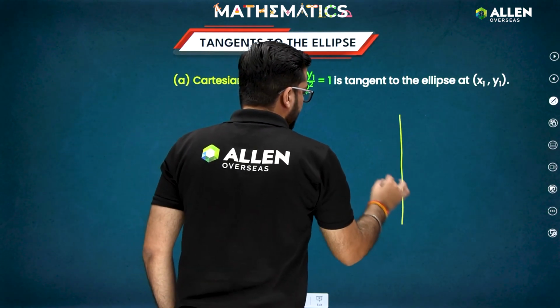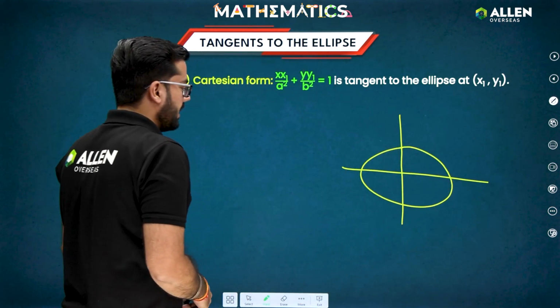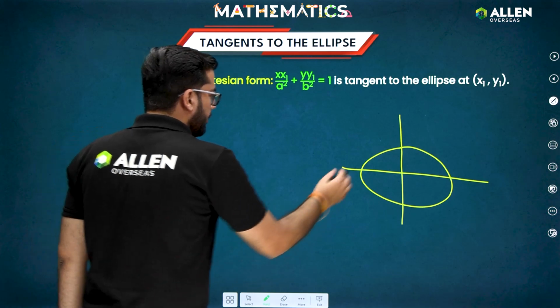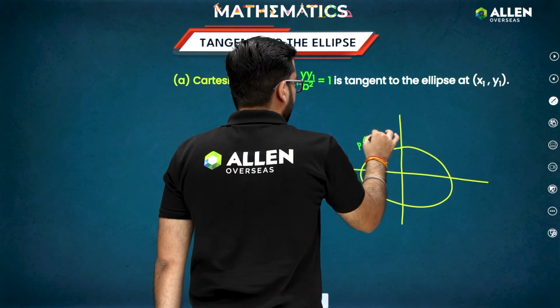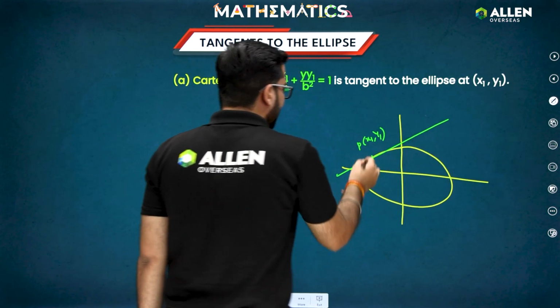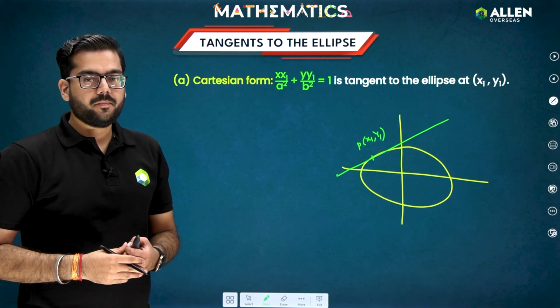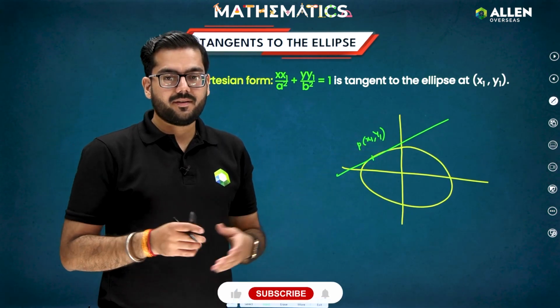Let's say you have one ellipse that is something like this type. Now here you have one point of contact which is P, let's say x1, y1. Now I want to draw a tangent at this point of contact, and I want to write the equation of this tangent. So how can I write it?